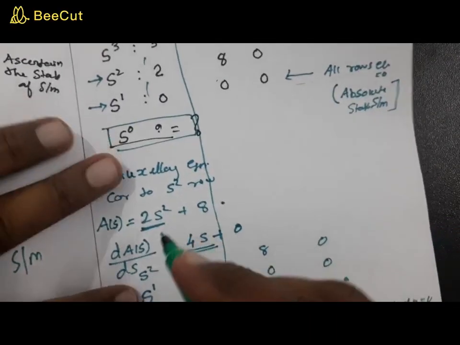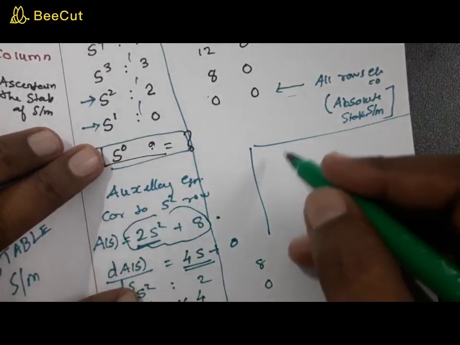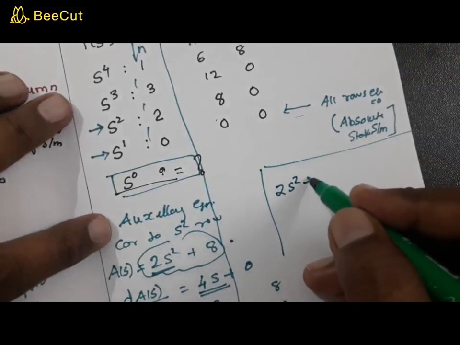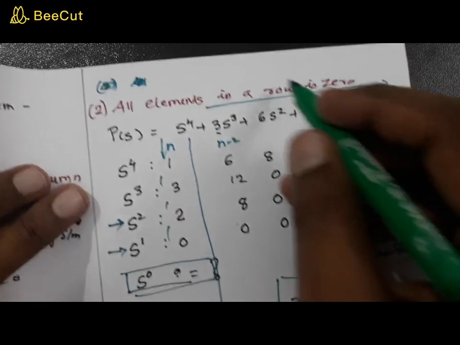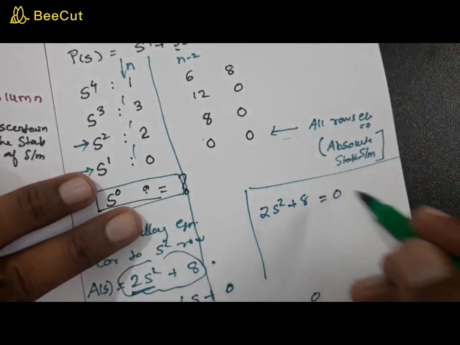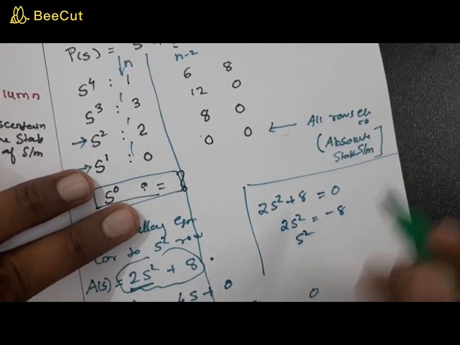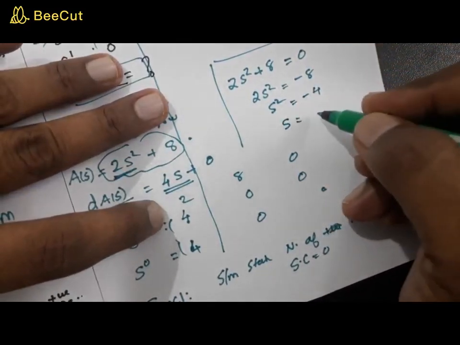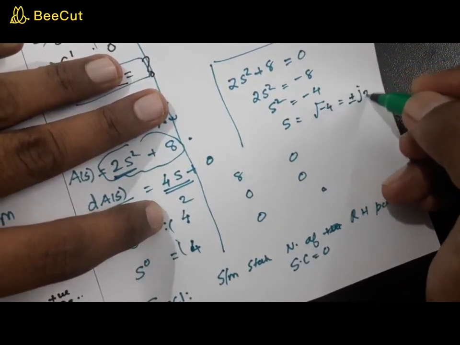Now let us try to solve this auxiliary equation. Solving this auxiliary equation is a part of this polynomial. That means the roots that you get are also valid for the characteristic polynomial as well. So if you equate this to 0, 2s square plus 8 is a factor of this characteristic polynomial. When you equate this, 2s square is equal to minus 8, s square is equal to minus 4. Now s is equal to the root of minus 4, or this is equal to plus or minus j2.